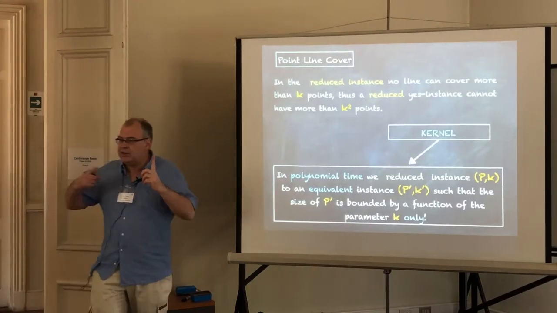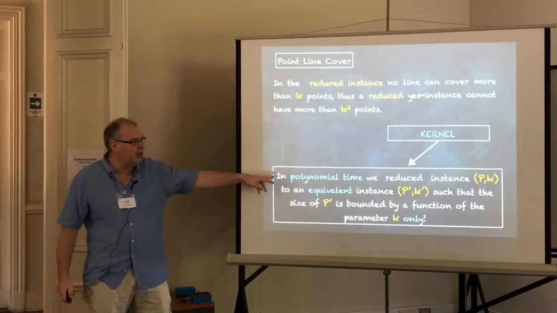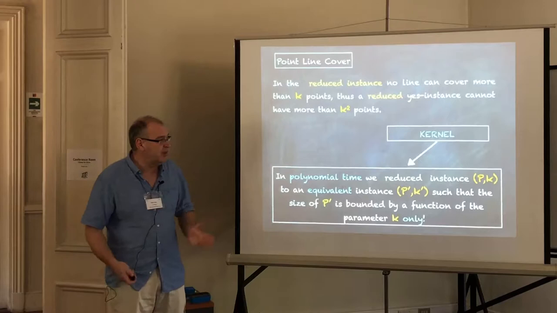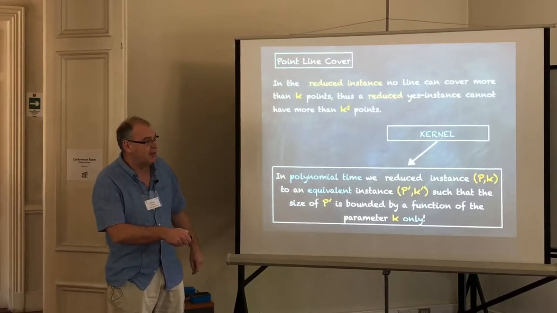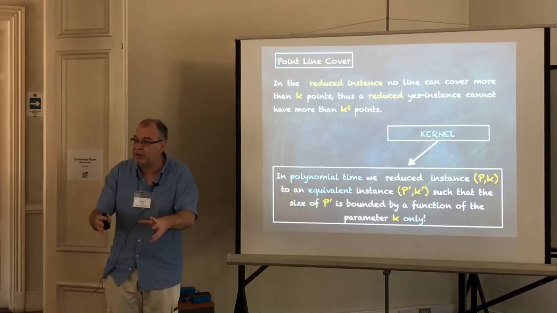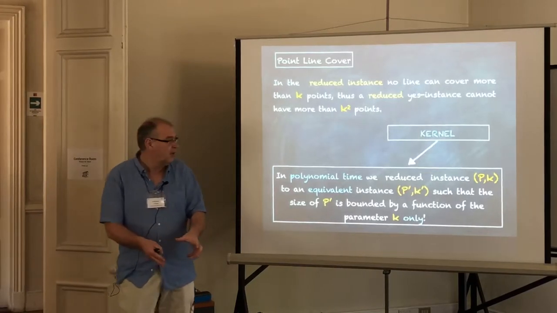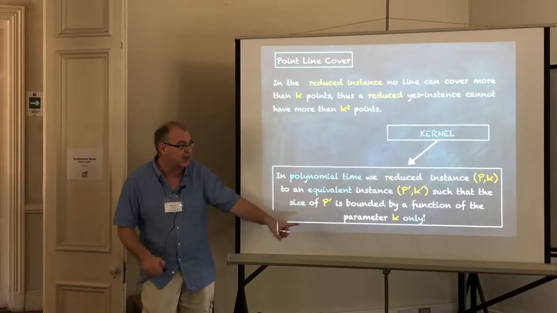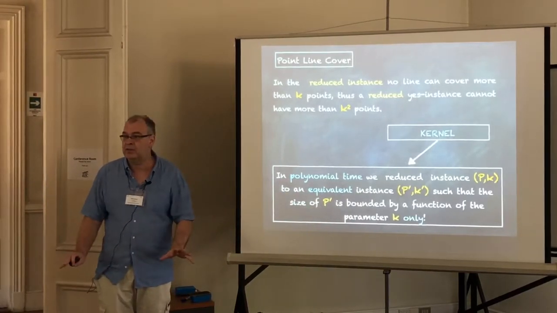Okay, so let's just try to reflect on what we just did. So I have a polynomial time algorithm, right? Every reduction runs in polynomial time. And in polynomial time, I have a parameterized instance of an NP-complete problem. So this was a number of points and a parameter k. And I constructed an equivalent instance P prime, k prime of the same problem, right? And such that the number of points here is bounded by a function of k only.